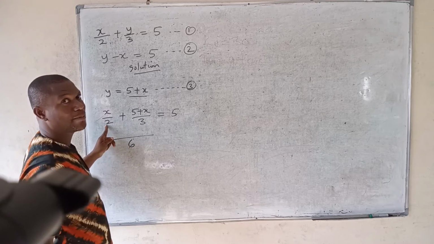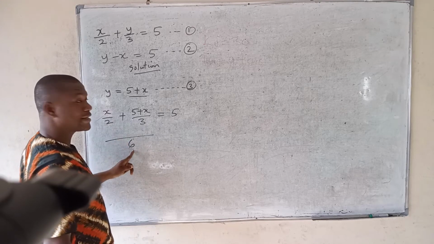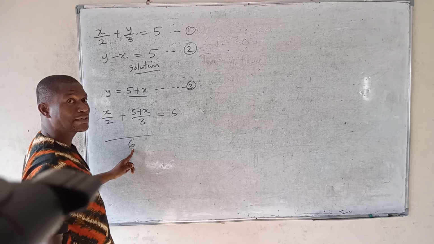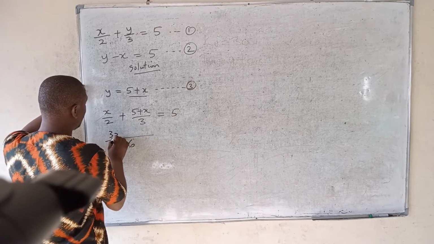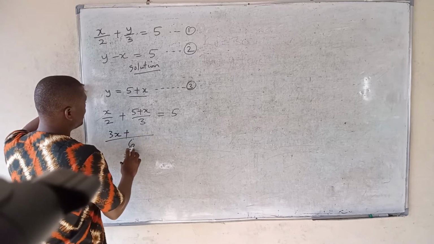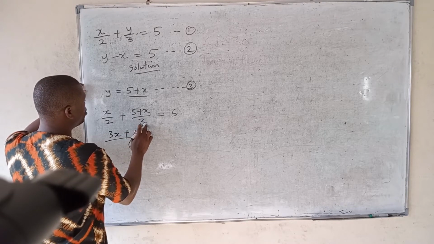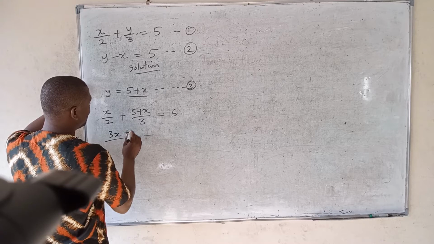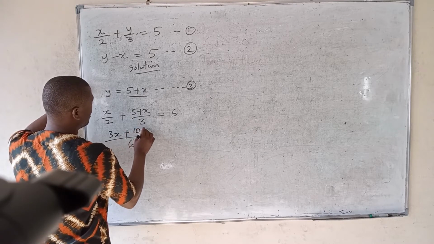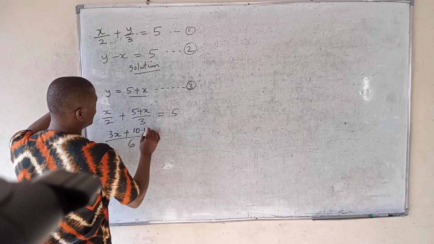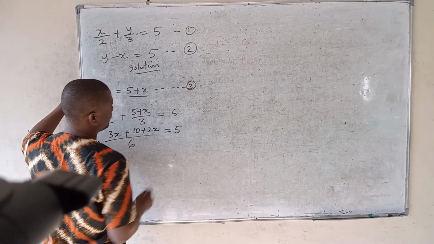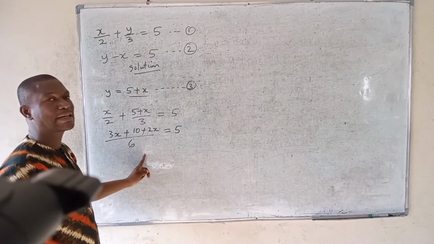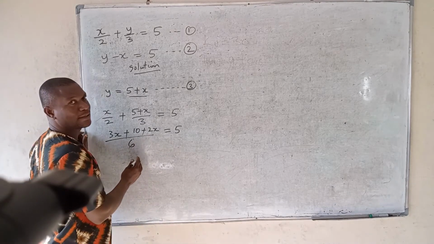6 divided by 2 is 3. 3 times x is 3x, plus 6 divided by 3 is 2. 2 times 5 is 10, plus 2 times x is 2x. This is equal to 5. The next step to take is to cross multiply.